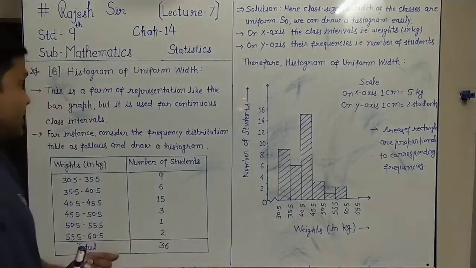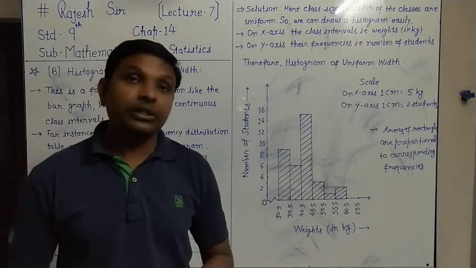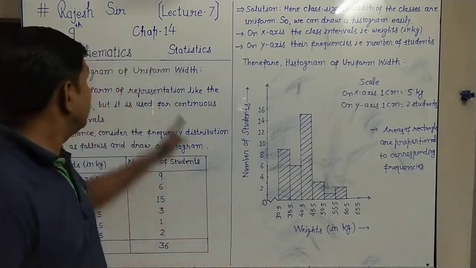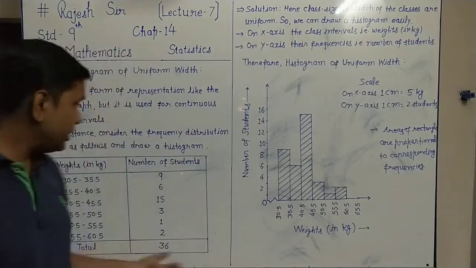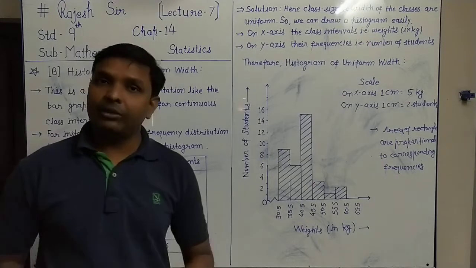So this way, in this lecture we have seen the histogram of uniform width. In next lecture we will see the same histogram but in non-uniform width. When the width are not same, when the class sizes are not same, how to draw histogram, that we will see in the next lecture.